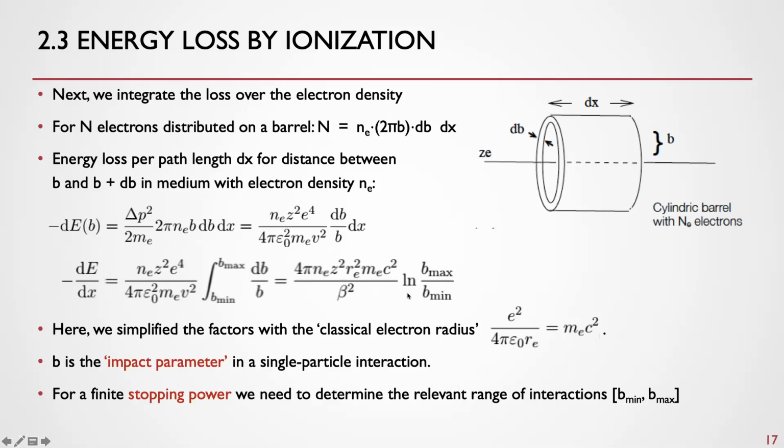We just call this the classical electron radius, and because we want to get rid of the epsilon zero. The epsilon zero depends on the conventions, and we don't like it. m_e c squared doesn't, and so we use that. b is now the impact parameter in a single particle interaction, and b_min and b_max give essentially the range of these ionization interactions that we have to consider.